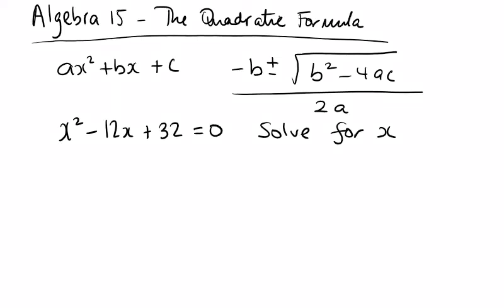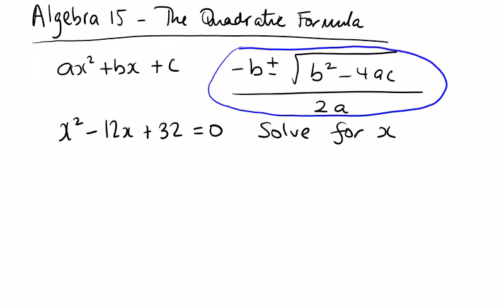Now in Algebra 15, we're going to look at the quadratic formula. The quadratic formula, everyone knows about the quadratic formula. Minus b plus or minus the square root of b squared minus 4ac over 2a. What are the a's, b's and c's? Well, the a's, b's and c's relate to your quadratic formula. A is the coefficient of x squared.